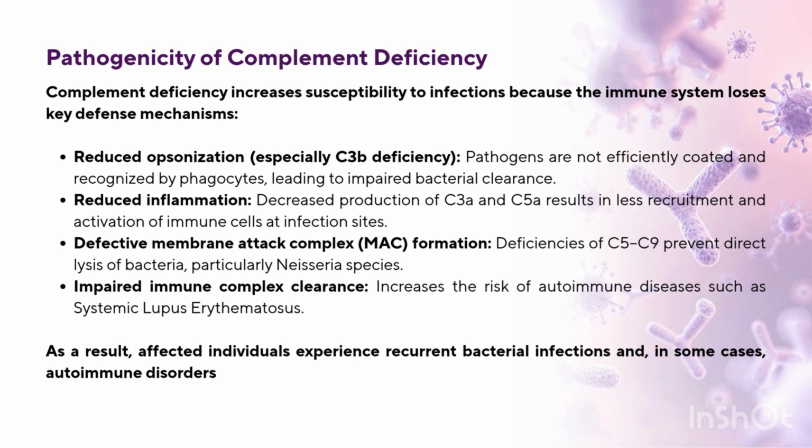The complement system also helps clear immune complexes. When this function is impaired, immune complexes can accumulate and contribute to autoimmune diseases such as lupus. Complement deficiency weakens several key immune mechanisms, leading to recurrent infections and an increased risk of autoimmune disorders.